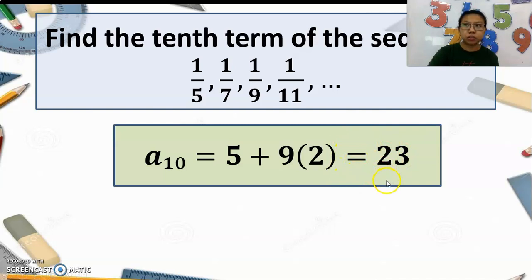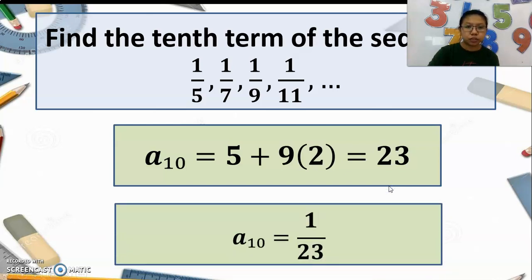But since we need to get the value for the 10th term of the harmonic sequence, we just need to get the reciprocal. So after getting the reciprocal, we will have 1/23. So therefore, the 10th term of the sequence 1/5, 1/7, 1/9, and then 1/11 will be 1/23. Okay.